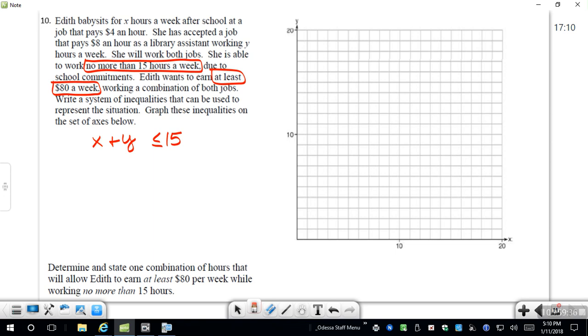Now, looking at the $80 per week, he wants to make at least 80. That is greater than or equal to 80. So we've got money, so we need money on the left side, and they do provide us with those per hour rates. Edith is going to make $4 per hour babysitting and $8 per hour as a library assistant.